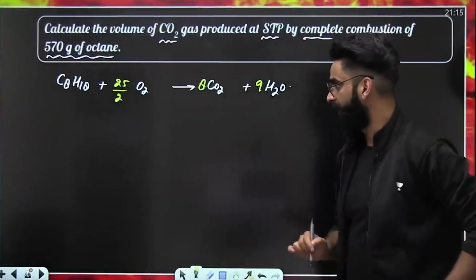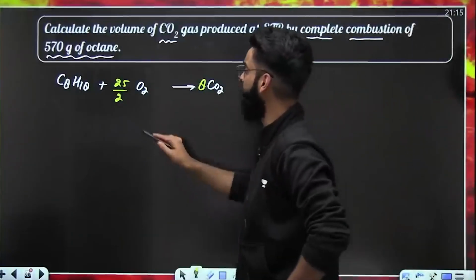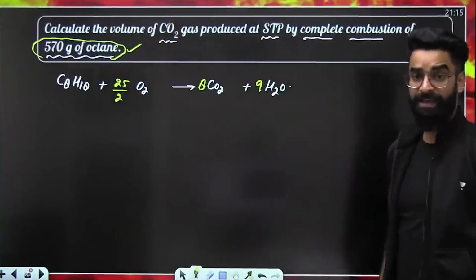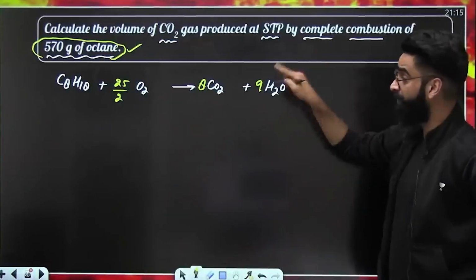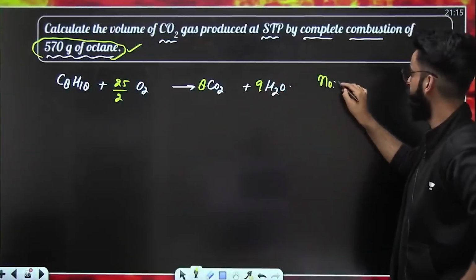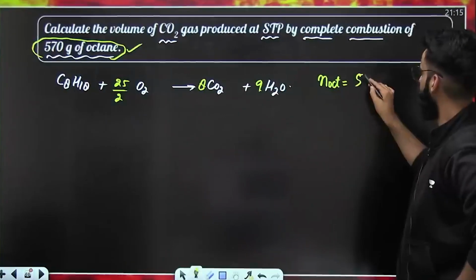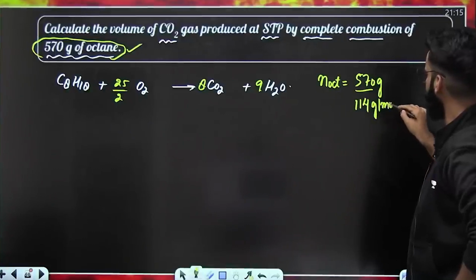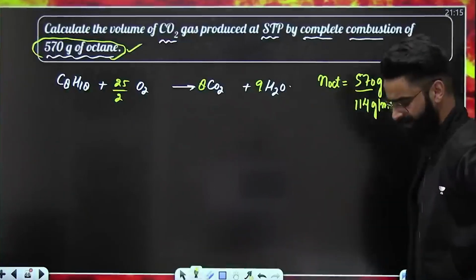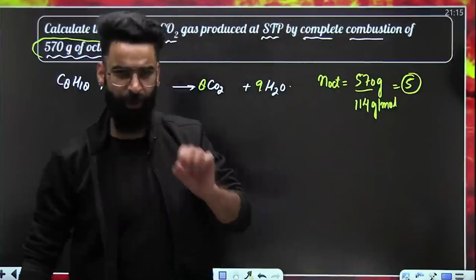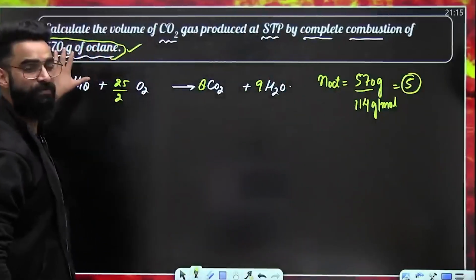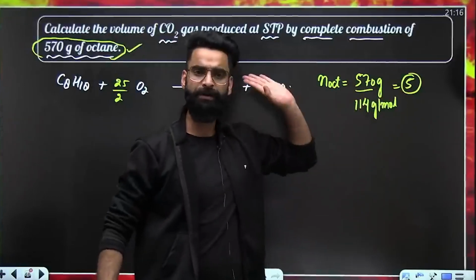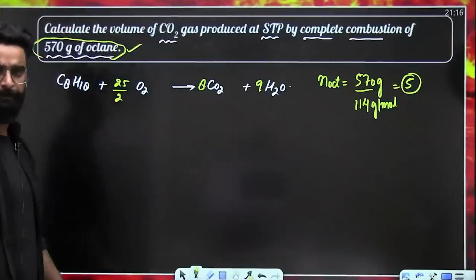It's balanced. Number 1. Number 2, convert the given quantity into number of moles. I'm given the mass of octane, so I'm going to convert the mass of octane into moles of octane. Moles of octane is equal to given mass of octane in grams divided by molar mass of octane, which is 114 grams. The value comes out to 5. Now it's completely your choice whether you want to say that we are doing the combustion of 570 grams of octane, or the combustion of 5 moles of octane. Whatever you want to say.